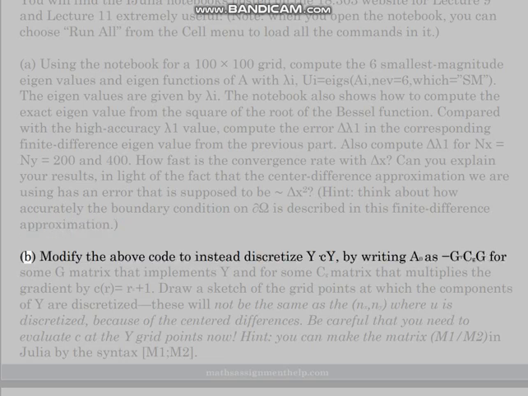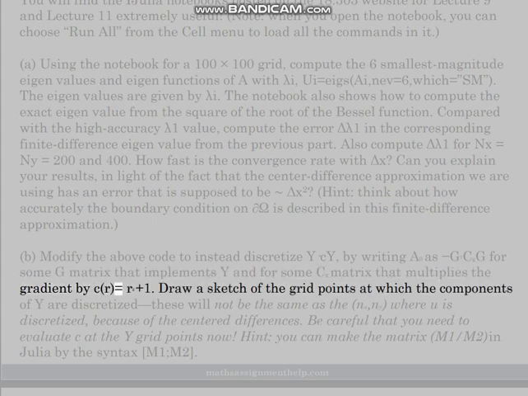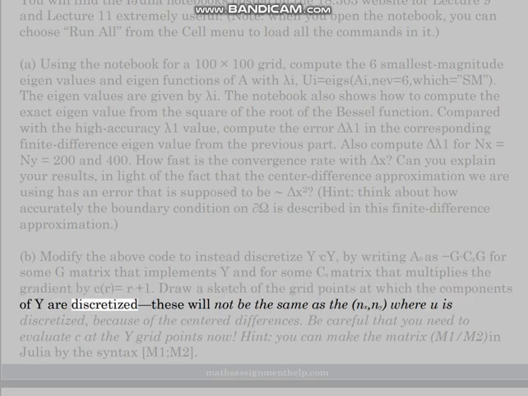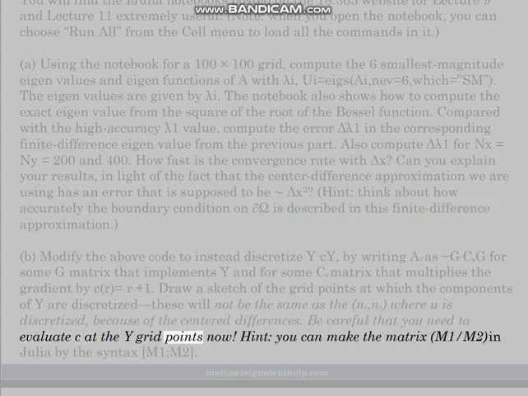B. Modify the above code to instead discretize A by writing A as minus G^T C G for some G matrix that implements the gradient and for some C matrix that multiplies the gradient by c(r) equals r squared plus 1. Draw a sketch of the grid points at which the components of the gradient are discretized. These will not be the same as the nx by ny grid, where u is discretized, because of the centered differences. Be careful that you need to evaluate c at the gradient grid points now. Hint: you can make the matrix [M1; M2] in Julia by the syntax [M1; M2].